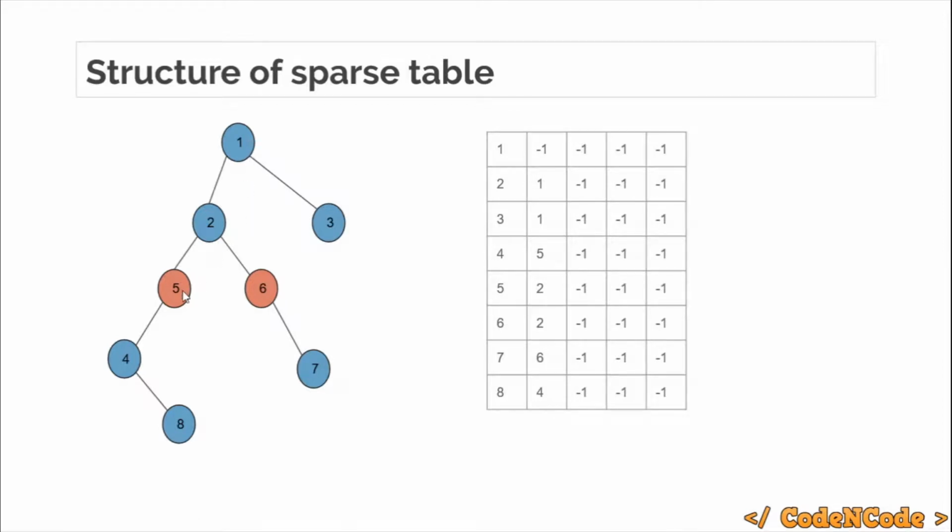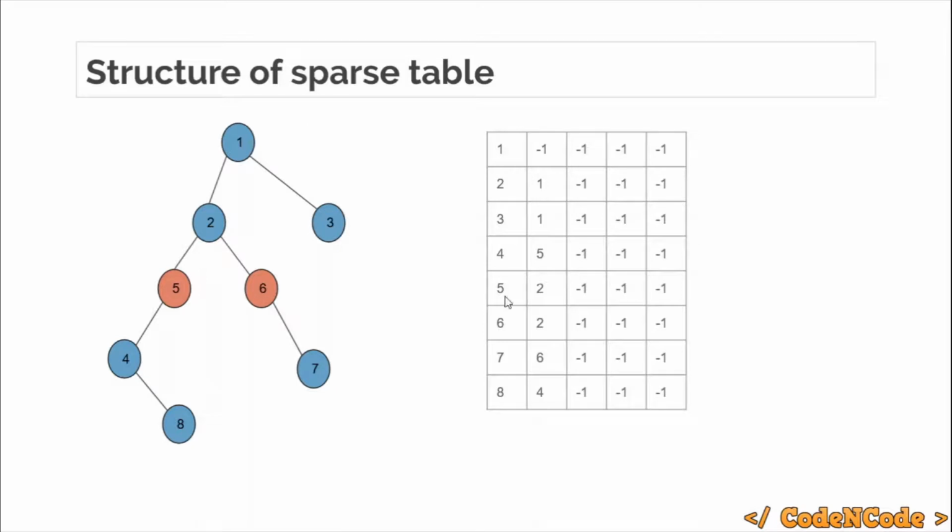Why is that so? Because the distance between this node and the intermediary node is 2 raised to power i minus 1, and the distance between the intermediary node and its 2 raised to power i minus 1th parent is again 2 raised to power i minus 1. So 2 times 2 raised to power i minus 1 is 2 raised to power i. So to calculate the 2 raised to power ith parent, we use the values of the 2 raised to power i minus 1th parent.